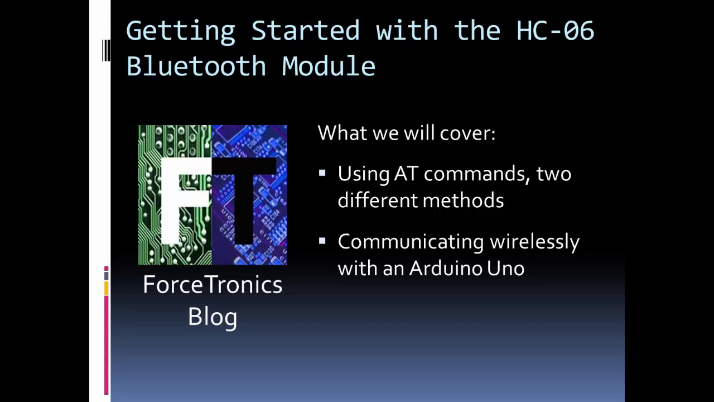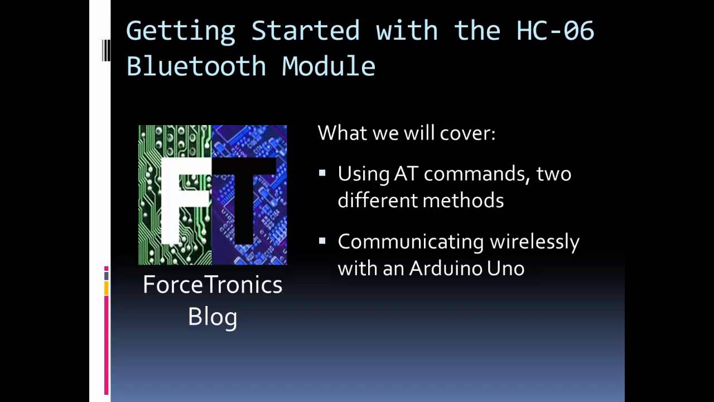In this tutorial, we'll be covering getting started with the HC-06 Bluetooth module. The HC-06 is a low-cost Bluetooth module that is easy to connect to wirelessly, and it acts like a serial connection. So here's what we're going to cover in this tutorial.